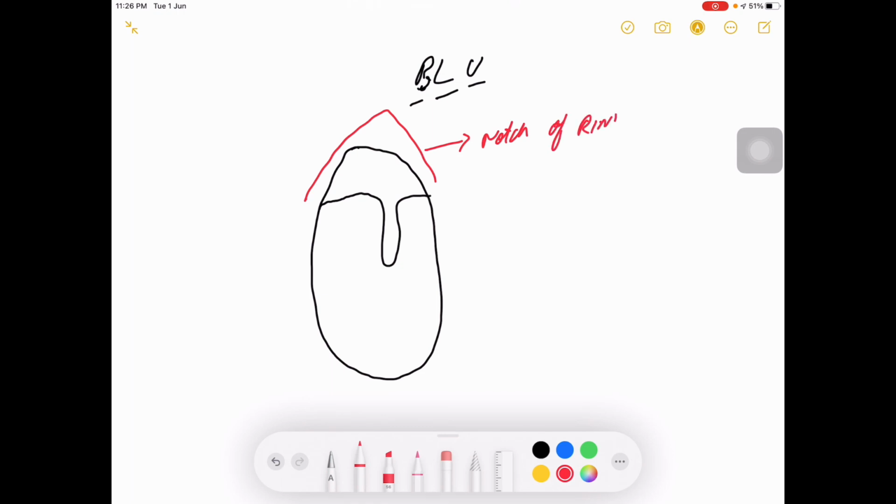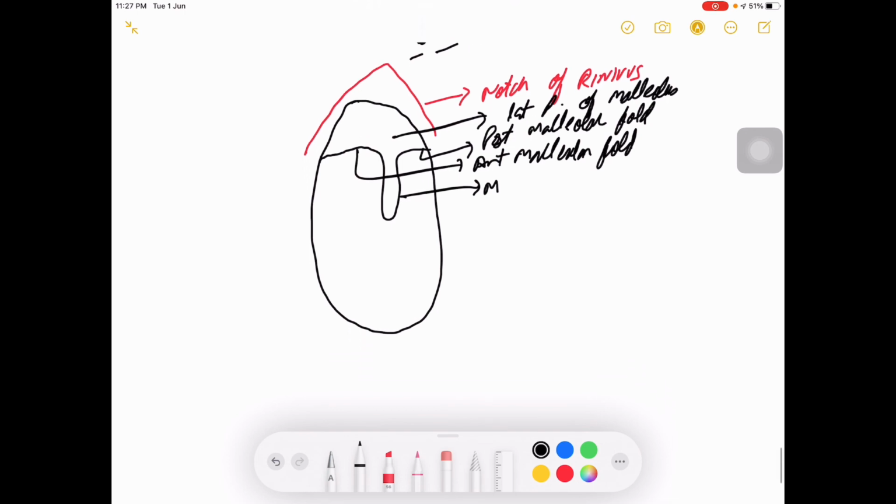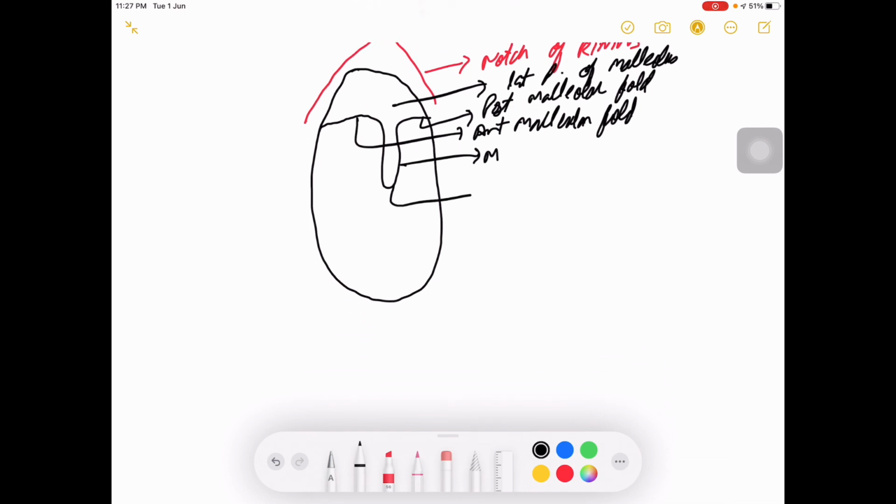Notch of Rivinus. Okay. And like I have told, this is your malleus. So this is your anterior malleolar fold. This is your posterior malleolar fold, and this is your lateral process of malleus. This is your tip of malleus.